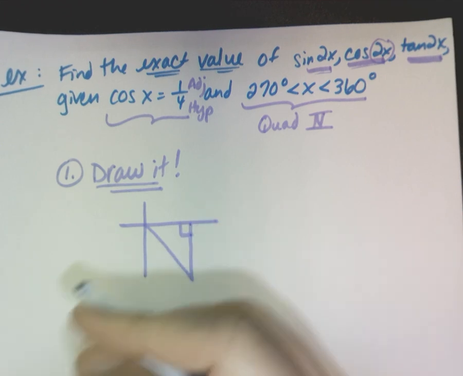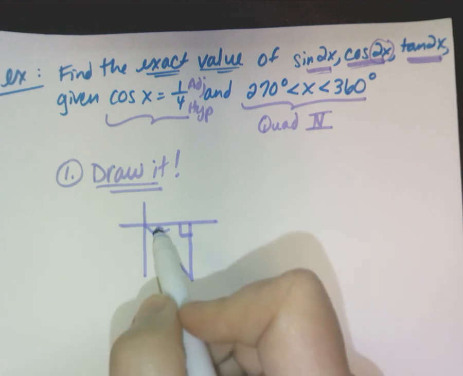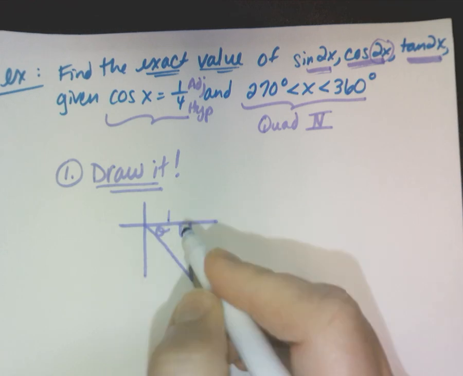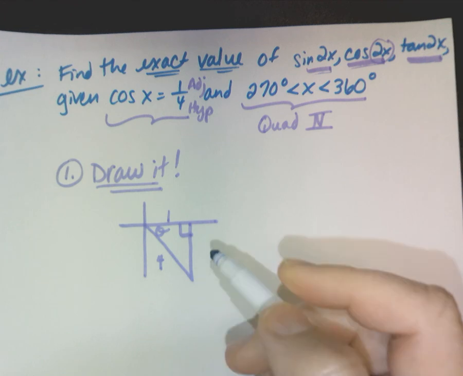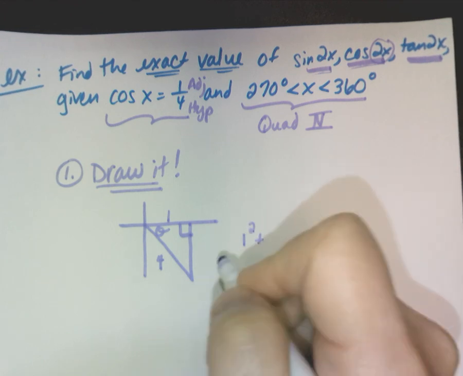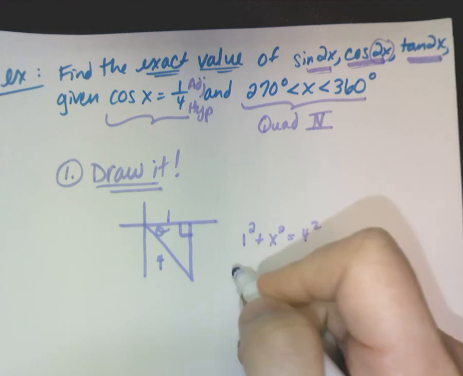Here's my right angle. Here's theta. Or x, actually, since we're talking about x. But I put theta. So if I'm standing here, my cosine is my adjacent over hypotenuse. So this would be 1. This would be 4. How do I figure out this side? Good old Pythagorean theorem. 1 squared plus, we'll call it x squared equals 4 squared.